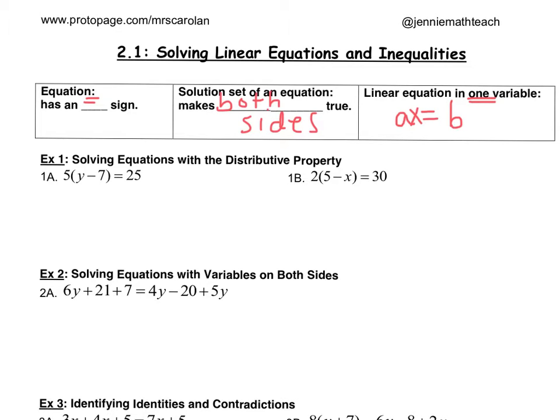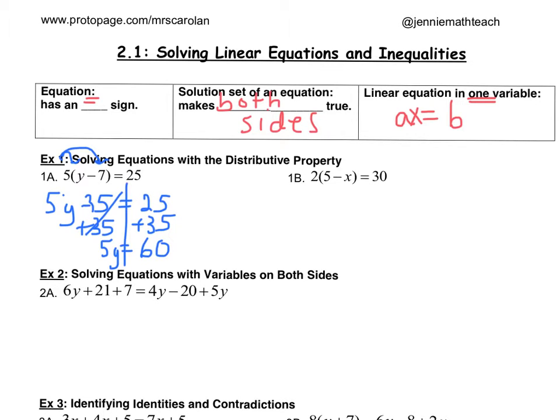To solve using the distributive property, first we'll multiply the 5 by the y and then the 7. So we'll have 5y minus 35 equals 25. There's our equal sign. So next we'll get rid of the minus 35 by adding it to both sides. It'll cancel out, and we have 5y equals 60. To undo 5 times y, we divide both sides by 5, and we come out with y equals 12.